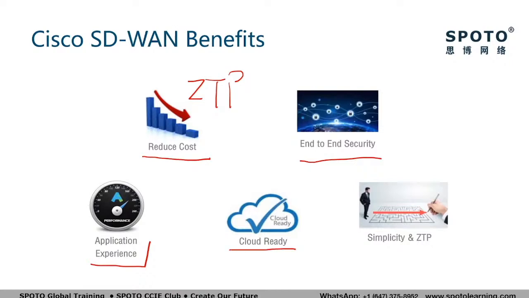Cloud ready. Of course, vEdge router is available in the public cloud vendors. For example, Microsoft Azure and Amazon AWS. It's click and play, fast provisioning, and pay as you go. Simplicity and ZTP, as we mentioned, it's just easy and automatic, right? Trouble-free.